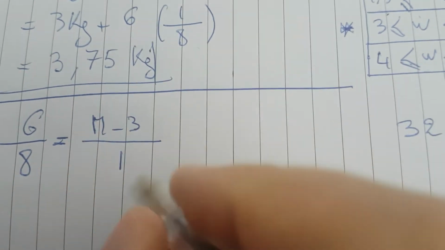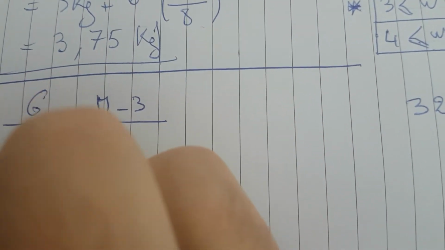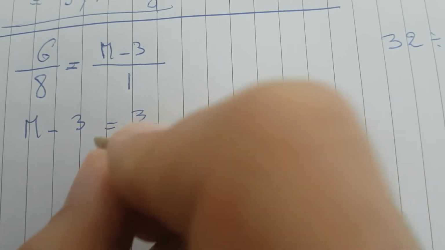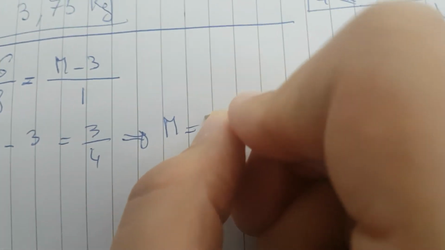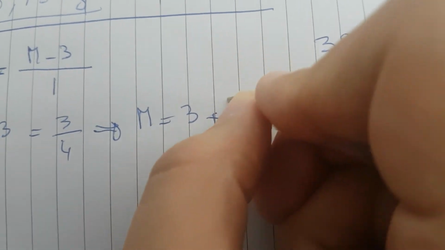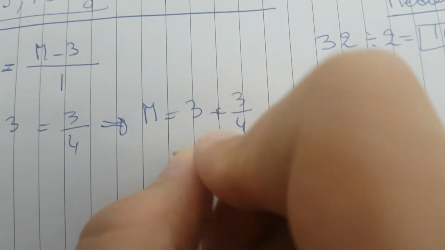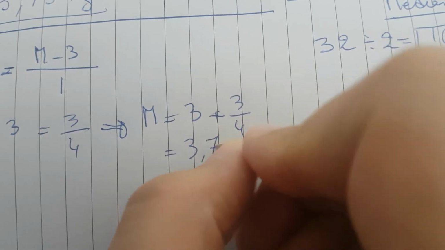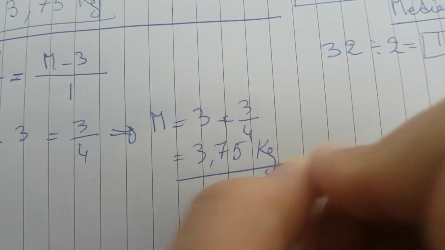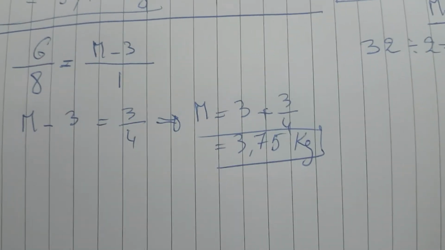And from here I can say that M minus 3 is equal to 1 times 6 over 8, or 3 over 4. So 6 over 8 is 3 over 4 simplified, and from here I can tell that M is equal to 3 add 3 over 4. 3 add 3 over 4 is 3.75 kilograms. Okay, so that's the way how we do it.